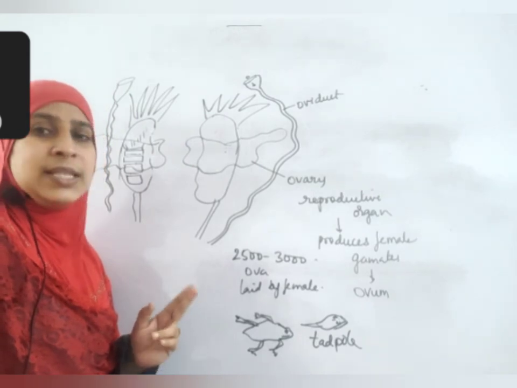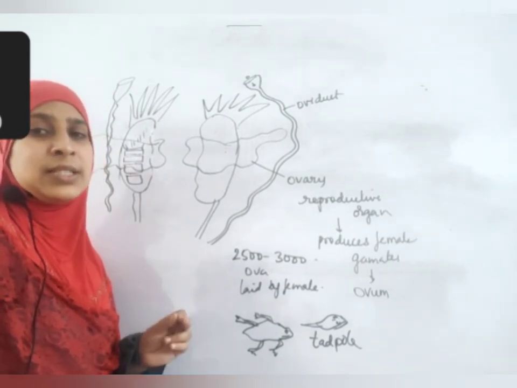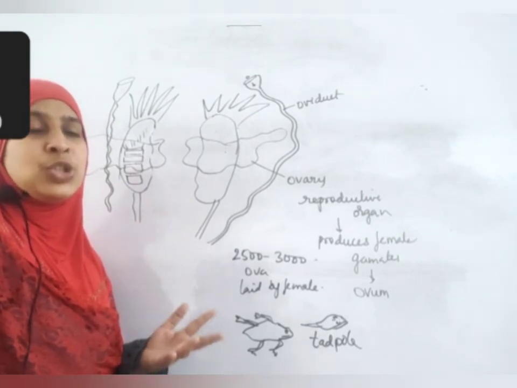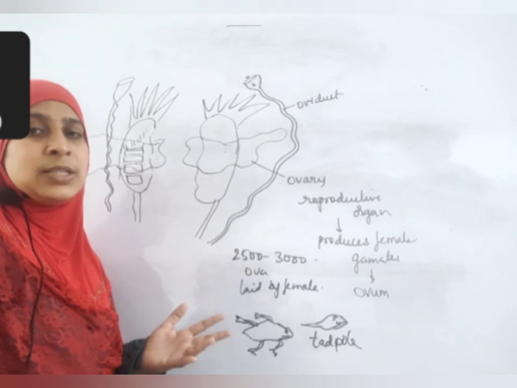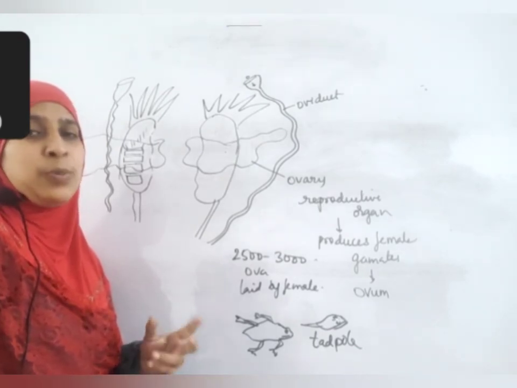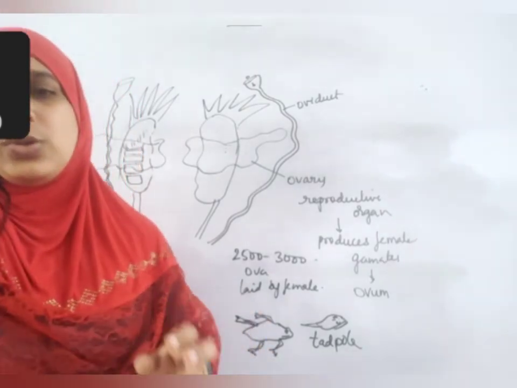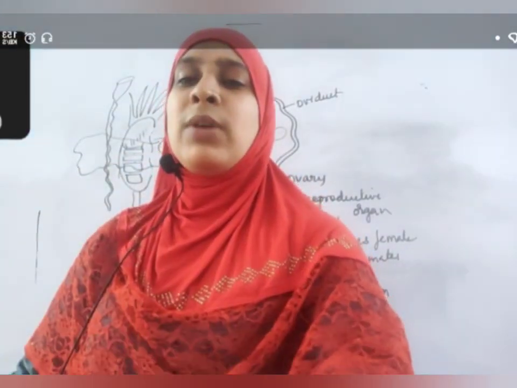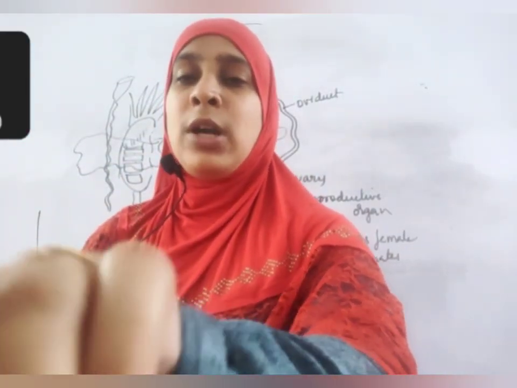Second, since it is eating a lot of insects, it is a very good farmer's friend. Whatever insects or pests are causing damage to crops and fields are eaten by frogs, and they protect the crop fields. So they are very good friends to farmers also. They are helpful for ecological balance also. With this, we have completed the anatomy of frog.